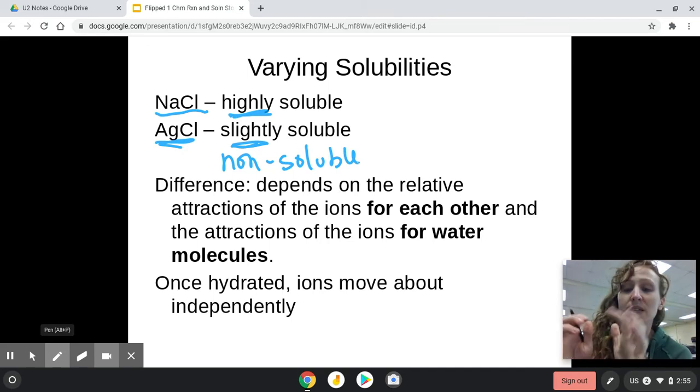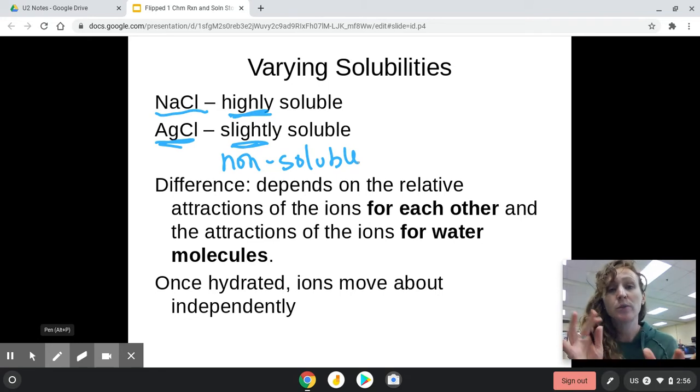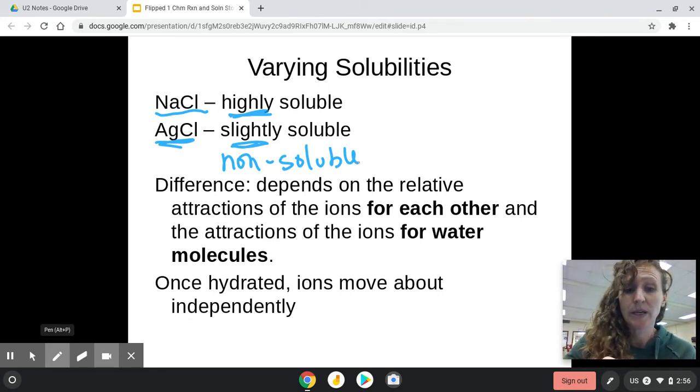So it has to do with this balance between attractions. Super hard to predict. But if I tell you it's highly, slightly, or non-soluble, you should be able to rank those attractions for me.